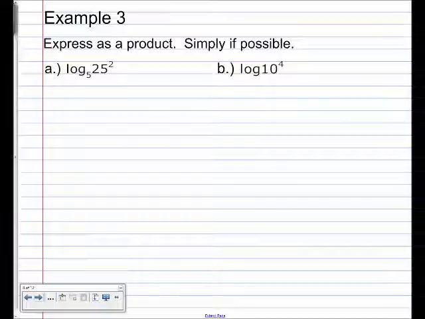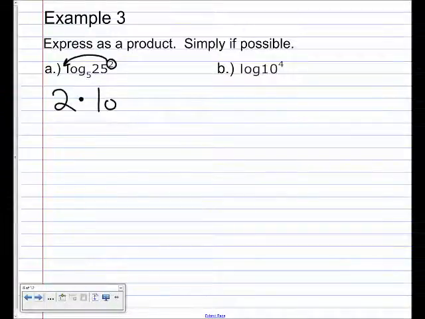So let's look at letters A and B for example 3. So we want to express these two as a product, so that's going to be using the power property, and then to evaluate or simplify if possible. So the first one, we have a power of 2 on our argument, and we can move that to the front, and it's going to multiply. So 2 times the log base 5 of 25. So notice nothing's changed with the logarithm, but my exponent, my power that was on that 25, moves to the front, and it's multiplying times that logarithm.